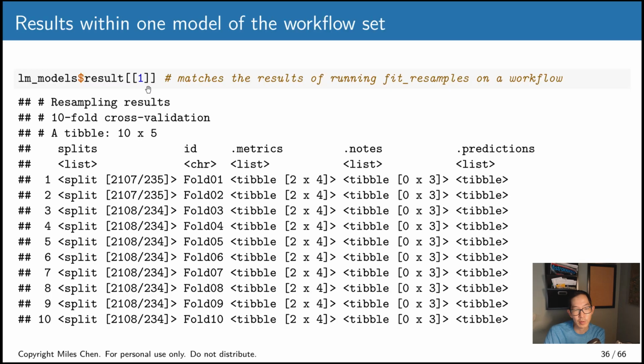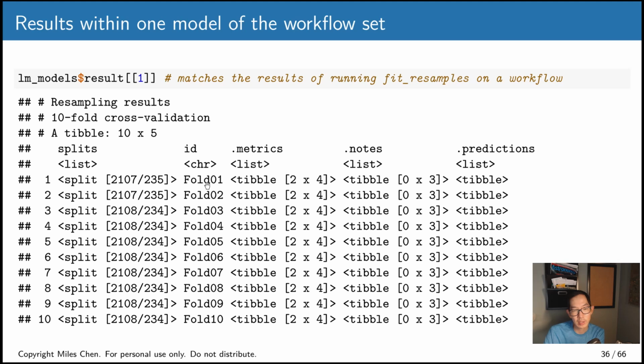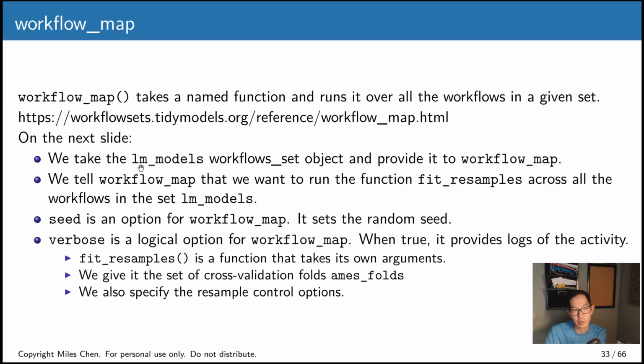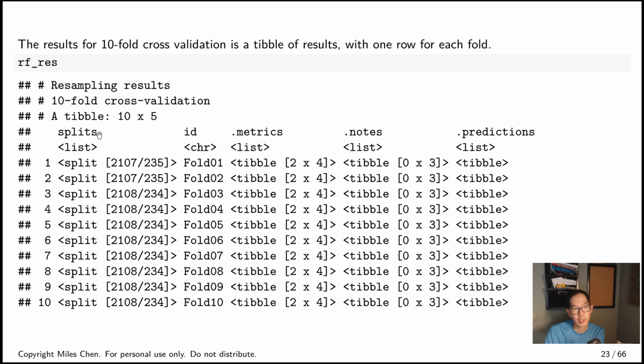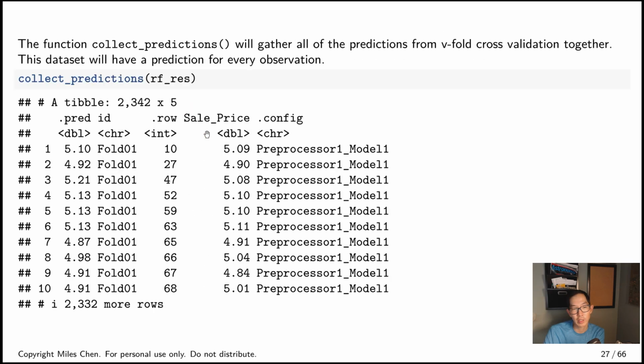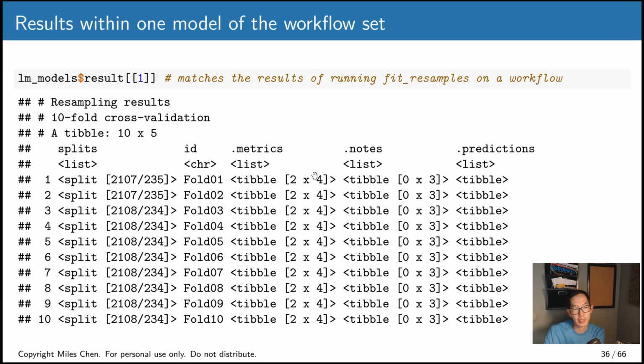This will be for the basic LM, and we can see this is identical to the results of doing 10-fold cross-validation, right? So remember, I'm going back a few slides. When we did 10-fold cross-validation on the random forest, these were the results. We have resampling results, 10-fold cross-validation, a tibble 10 by 5, and we have the results right here.